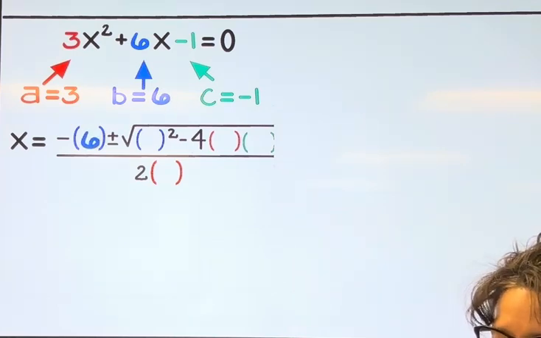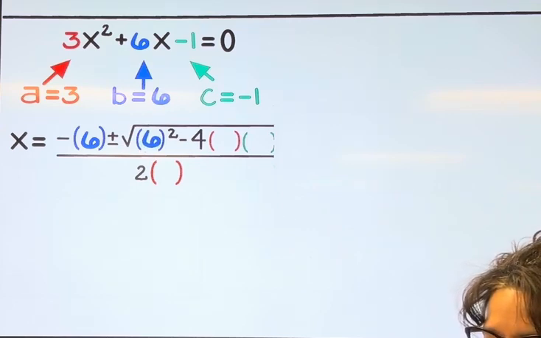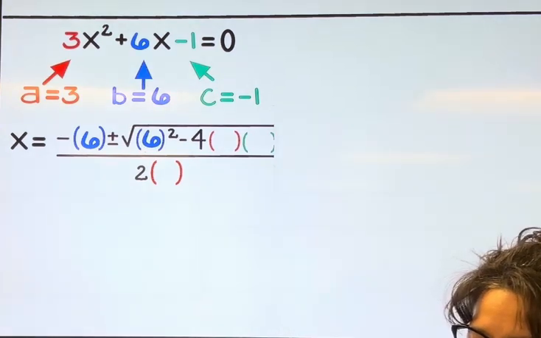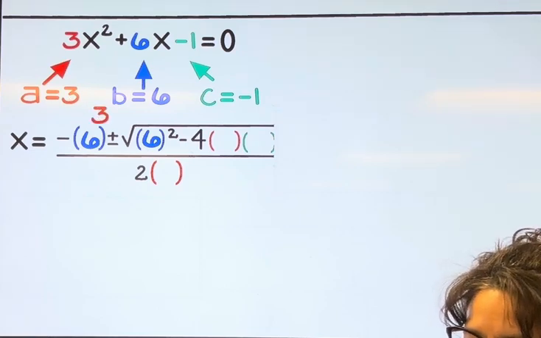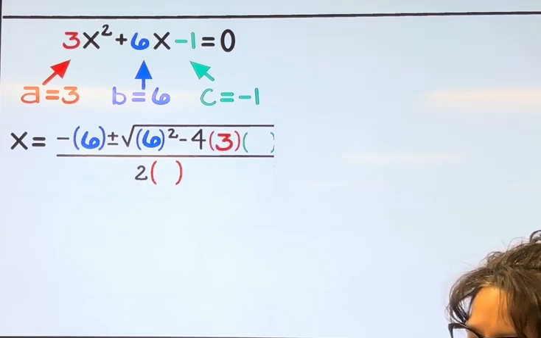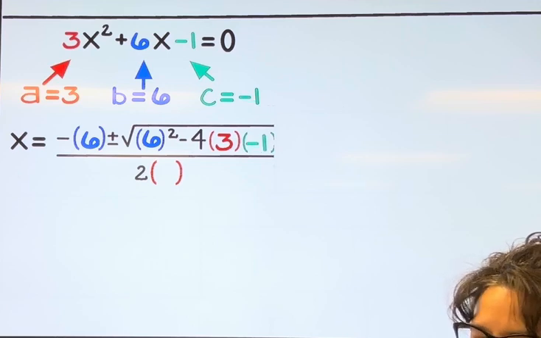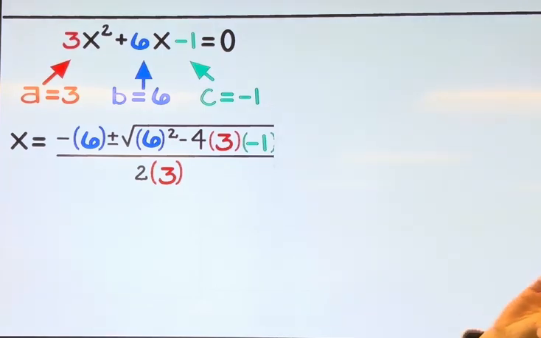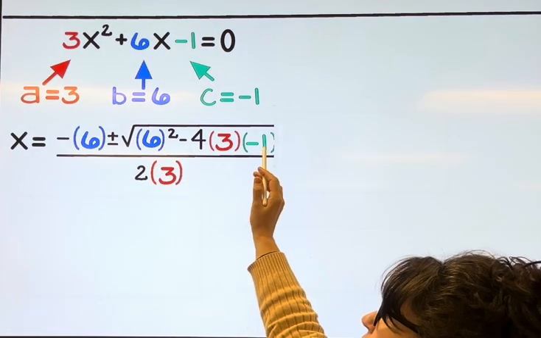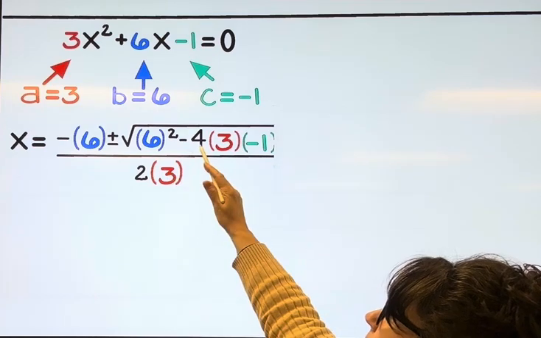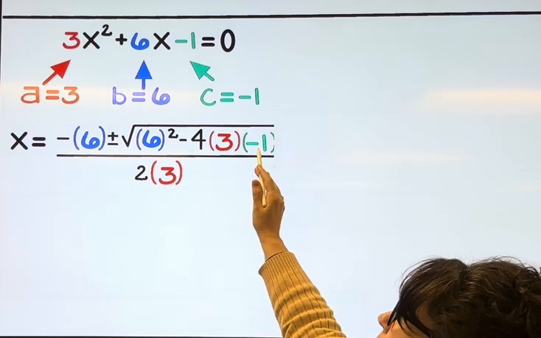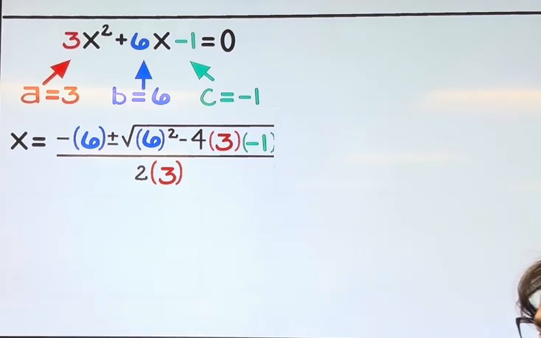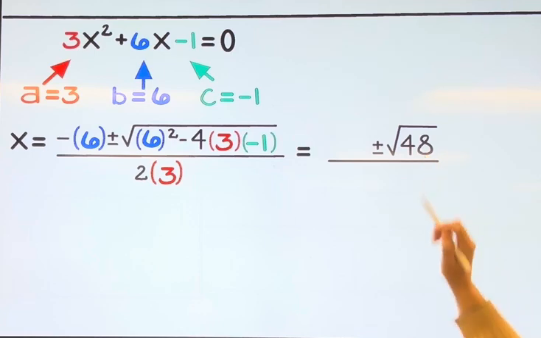-b, so -6, plus or minus the square root of b squared, 6 squared, minus 4a, c, all over 2a. A little bit of simplifying there. Simplifying the discriminant, 6 times 6 is 36, -4 times 3 times -1 is plus 12. So if I take 36 plus 12, I get 48.